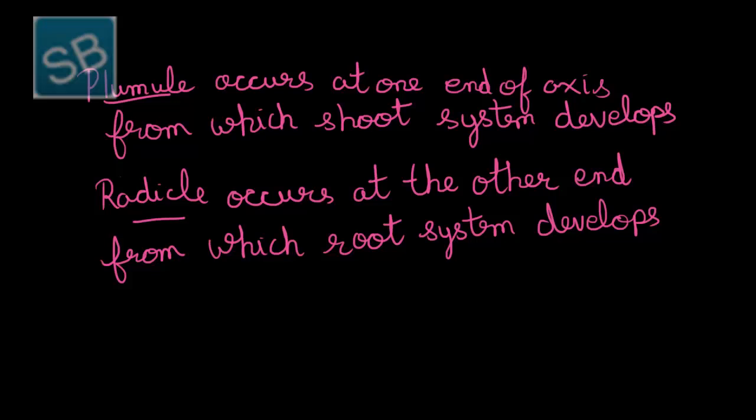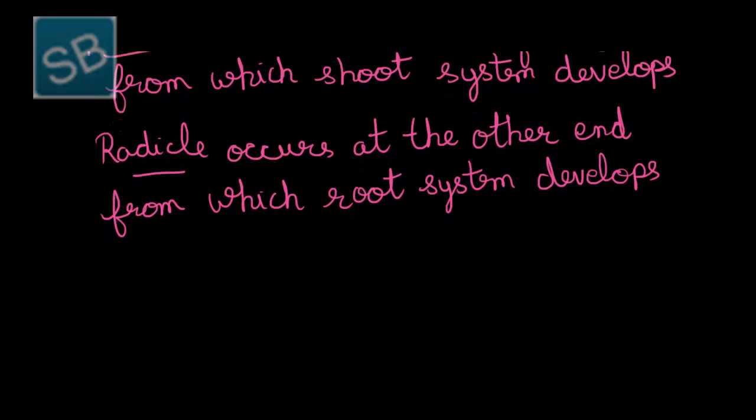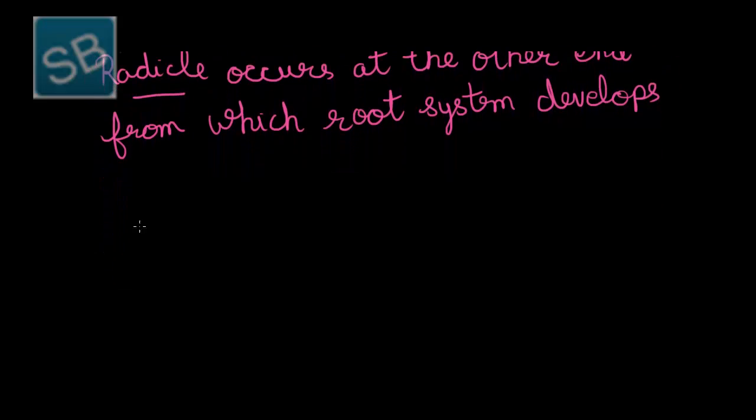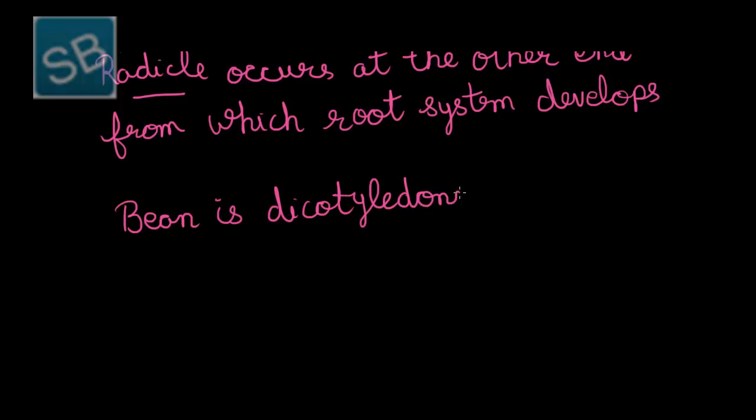Thus, since the bean seed contains cotyledons for storing food and the number of cotyledons present here is 2, bean is called a dicotyledonous non-endospermic seed.